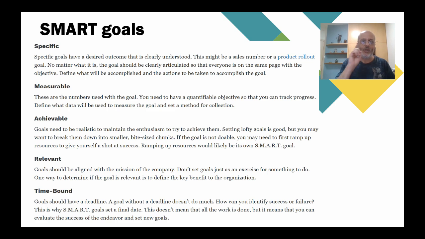Okay? So again, SMART goals. What do we want to achieve? Specific, measurable, achievable, relevant, and time-bound. And then I'm looking at where I am today. And then I identify the biggest and most painful gaps, and I make a plan to close these gaps.